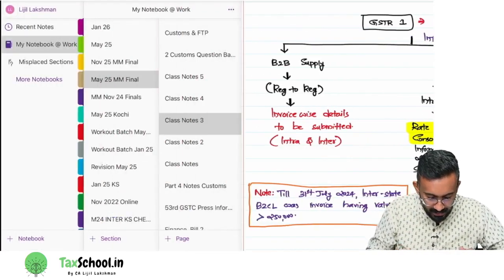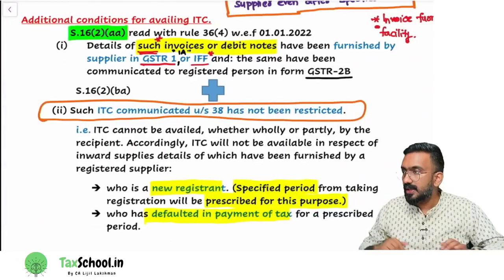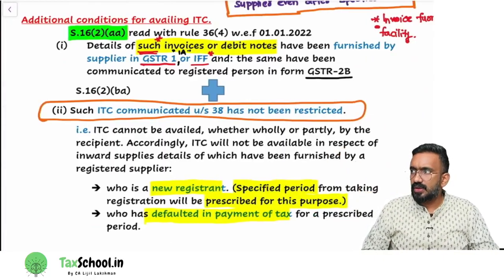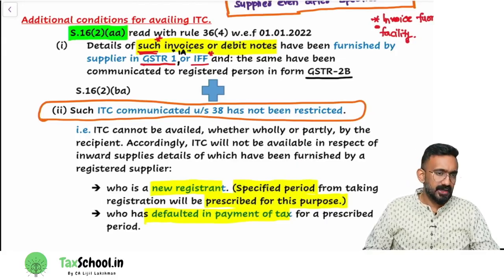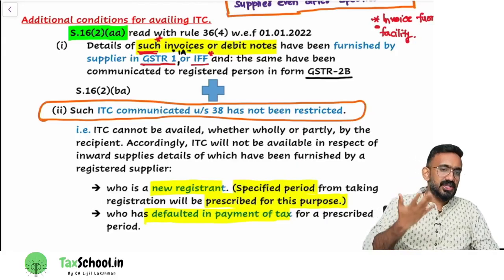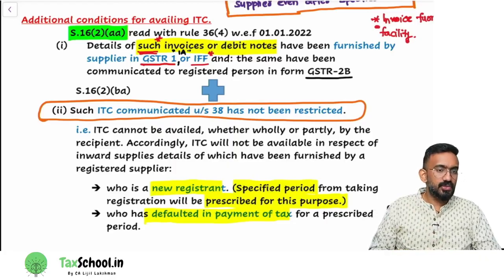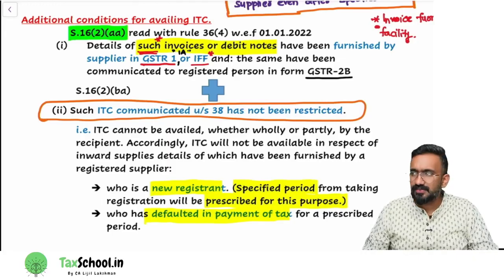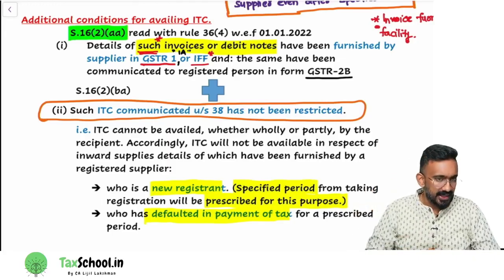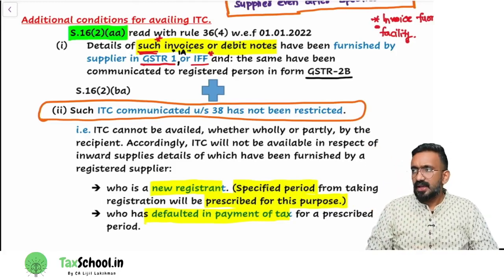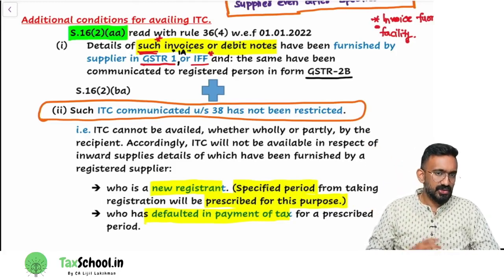Now go back to the condition and read it once again. Details of such invoice or debit note have been furnished by the supplier. I already told you about GSTR 1. Now, after filing GSTR 1 till 3B, you have an option to additionally upload or change some information using GSTR 1A. So that's the latest amendment.